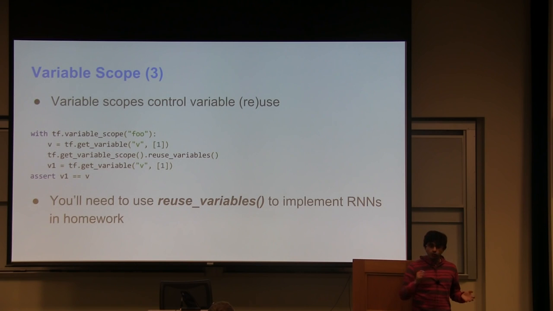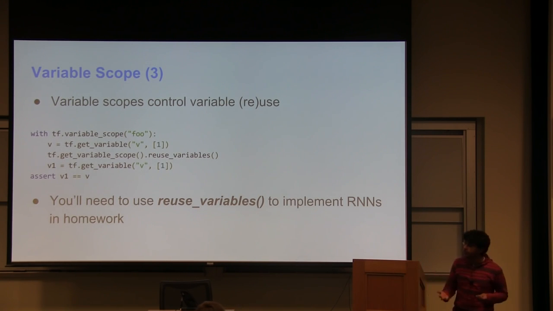It'll say, wait, there's two variables named v, I don't know what to do anymore, and it'll crash. But if you set this, then you are basically using weight sharing. And this is very convenient for building complex models, and you'll need it on part of the homework.